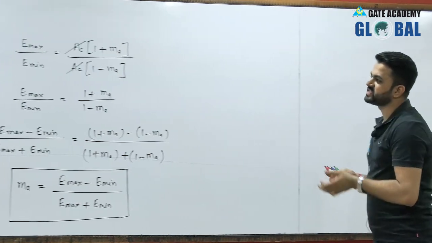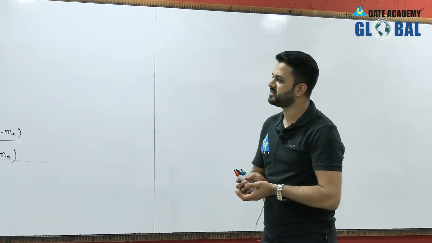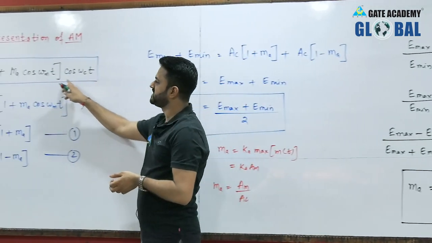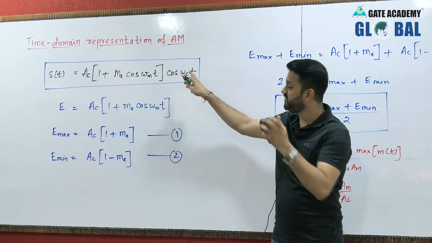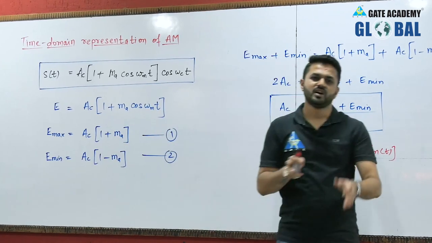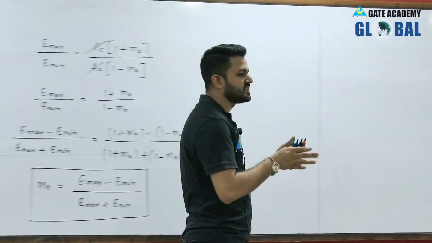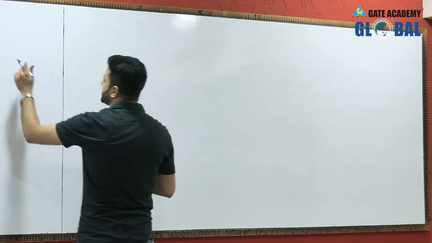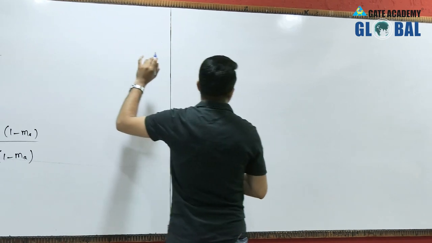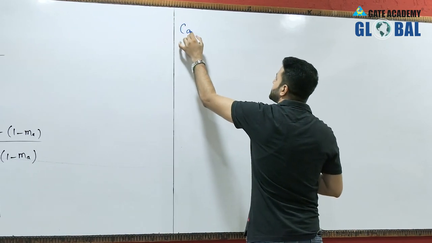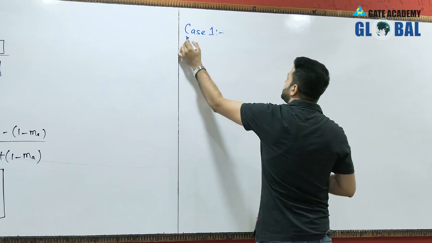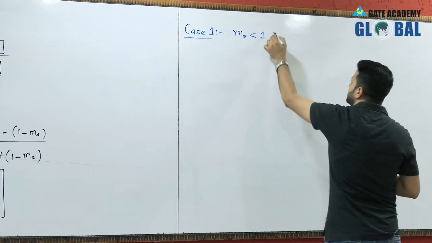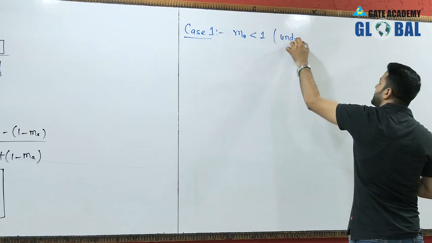Now in this particular topic, we are going to see the time domain representation of AM, that means the time domain waveform of this AM signal, how it will look when you see the AM signal on a CRO. We are drawing for three different cases. First one is case 1, when the modulation index is considered less than 1, which is also known as under modulation.